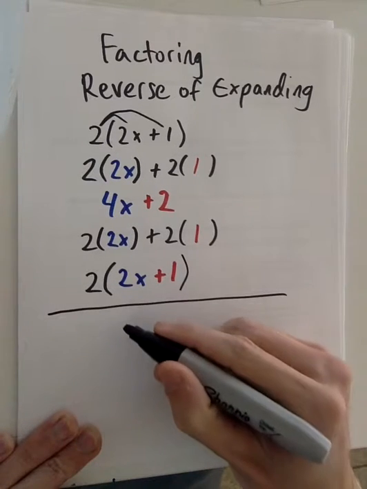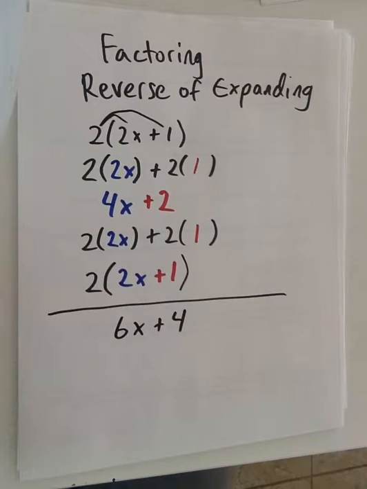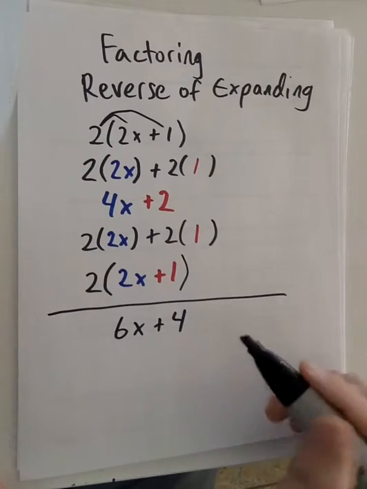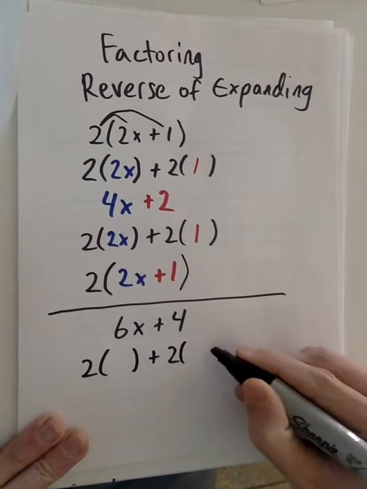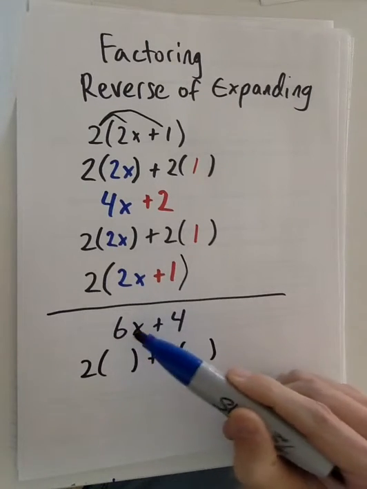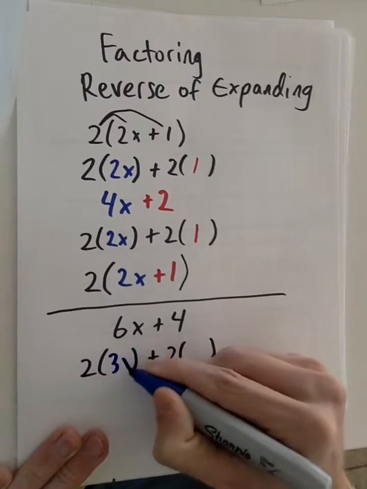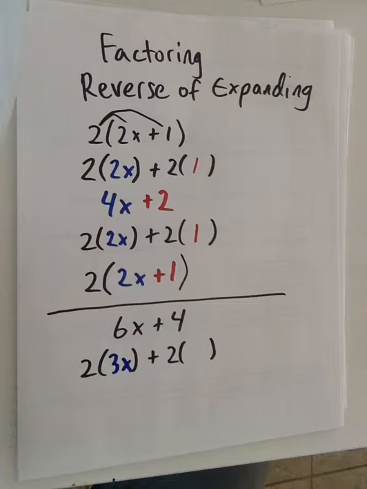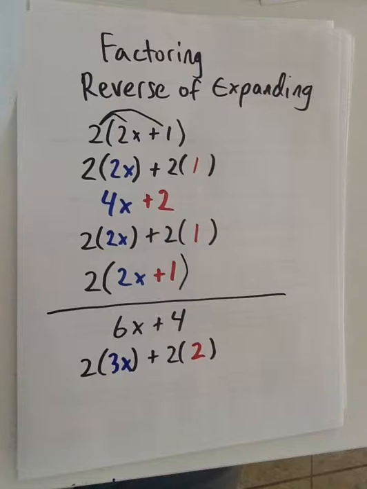So let's say we want to factor 6x plus 4. We want to find a common factor that we could take out of both of these numbers. In this case, a common factor would be 2. So 2 times the first term plus 2 times the second term. Okay, now here's the question. 2 times what would be 6x? This would be 2 times 3x. 2 groups of 3x would be 6x. And 2 times what would be 4? That would have to be 2. 2 times 2 is 4.